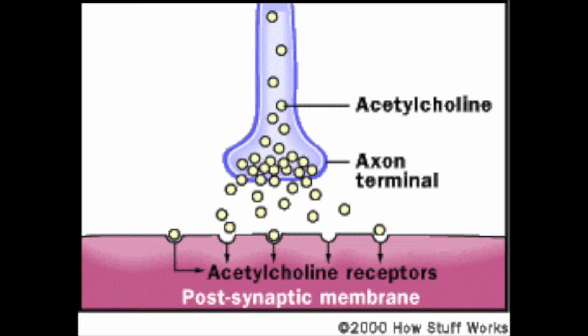An example of a neurotransmitter is acetylcholine. Acetylcholine is an excitatory neurotransmitter and is a derivative of choline. It comes from nerve terminals of many nerve muscle synapses in the central nervous system.